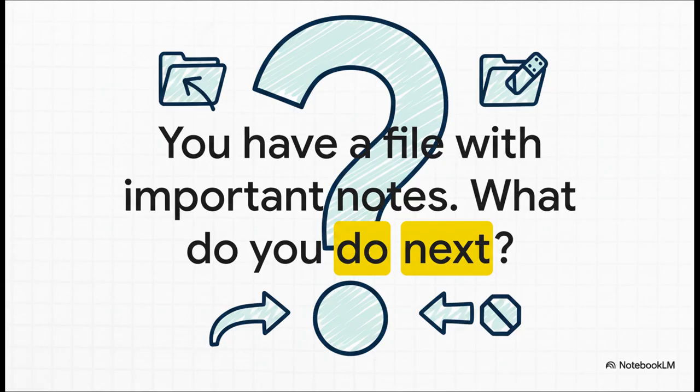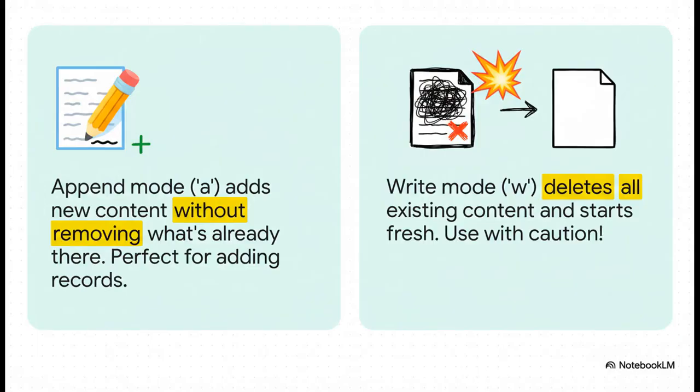This right here, this is why understanding file modes is just so important. Really, this whole decision boils down to two very different paths. On one hand, you've got append mode, which we just call A. This is like opening a notebook and just turning to the next blank page to jot down some more notes. Everything you wrote before, it's still there, totally safe. And then you've got write mode, or W. And yeah, this one is kind of the nuclear option. This is like taking that same notebook, erasing every single page, and starting completely fresh.